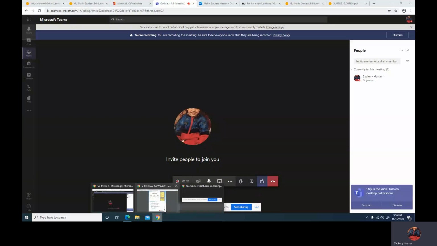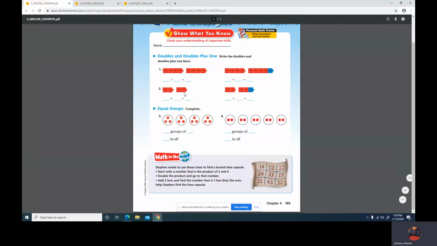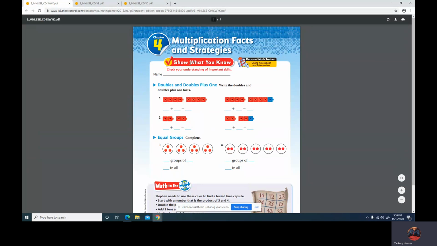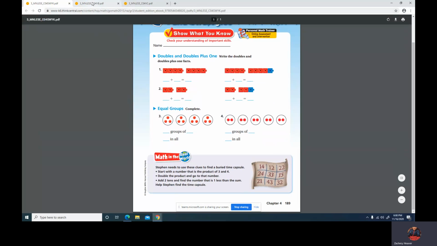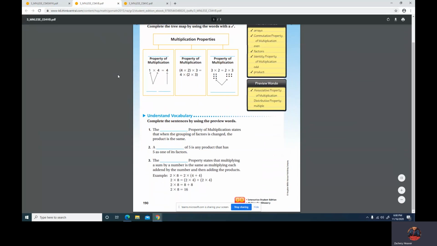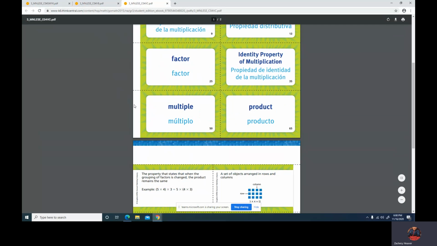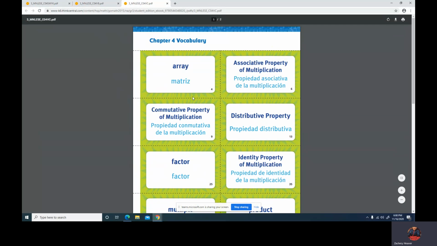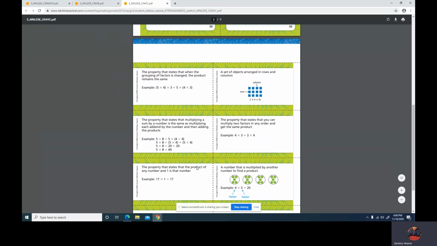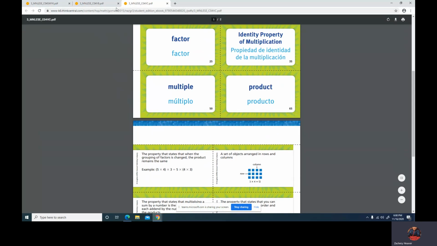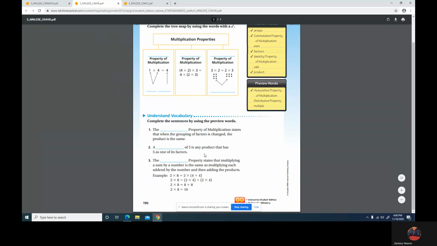Okay, so we're going to be looking at chapter 4, which is multiplication facts and strategies. There are 3 pages for you guys to review and go over: 189, 190, and 191. These have all your multiplication, all these words you need to know. I would use this page to answer these.